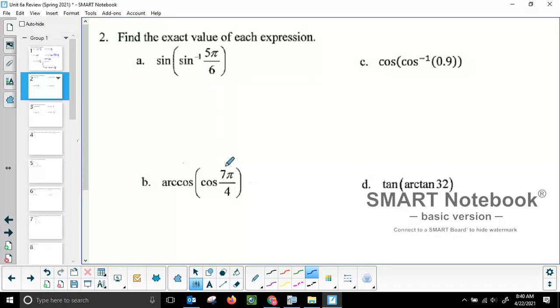So the secret here is, we always want to look at the inside first. Here is the inverse sine of 5 pi over 6. Now it's important to remember that the domain for inverse sine and inverse cosine is -1 to 1. For inverse tangent, it's all real numbers, so we never have to worry about that. Is 5 pi over 6 between -1 and 1? No, right? Pi is 3.14, so even if you just estimate it at 3, 5 times 3 is 15. 15 over 6 is definitely not between -1 and 1. So we can't even do this. So we just say this is undefined.